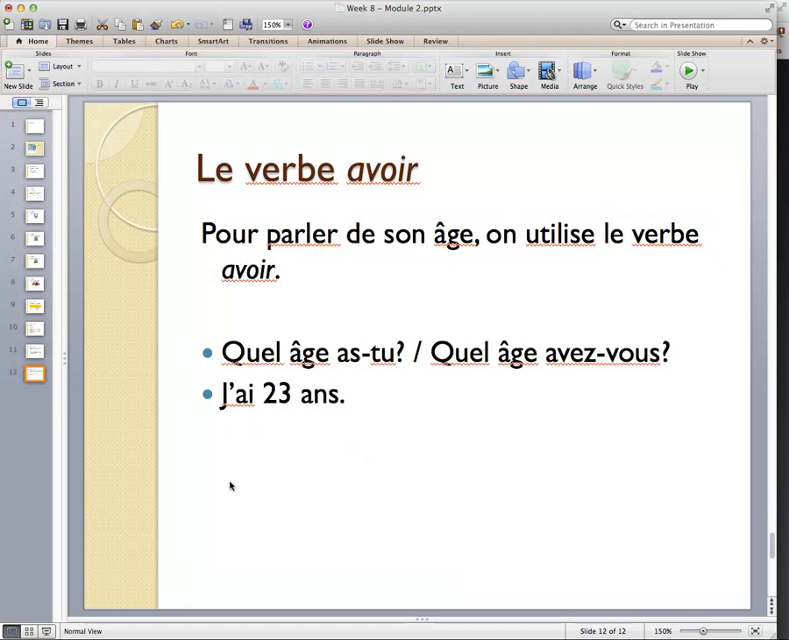The last thing you need to know about the verb avoir is that we use it to talk about our age in French. Instead of saying I am 23, in French you say I have 23 years. To ask how old you are, you say quel âge as-tu? Or in the vous form, quel âge avez-vous? The answer is j'ai 23 ans.